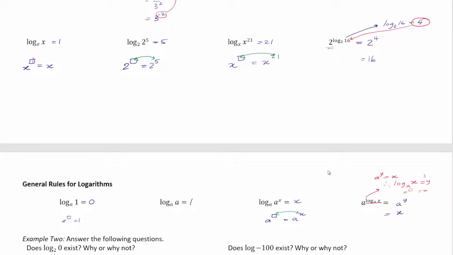So another way of thinking about this is when you have log x base a, this is just going to produce the exponent on a that would create the number x, and then you're raising a to that exponent. Again, that's just going to be x.